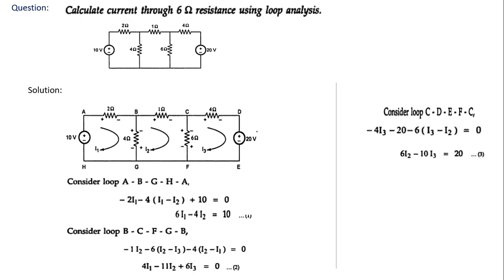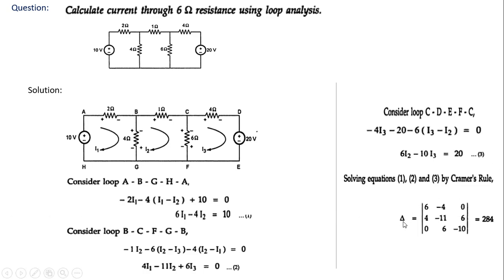Now we have written the loop equations for all the 3 loops, indicated as equations 1, 2, 3. From these equations, we can solve easily to get the answer. For that, we are going to apply Cramer's rule, which forms a matrix. Here, consider the del value. First row is 6, minus 4, 0; next row 4, minus 11, 6; third row 0, 6, minus 10.